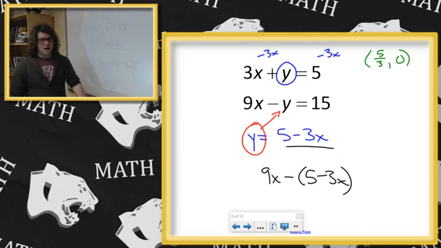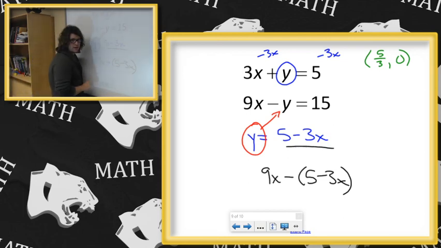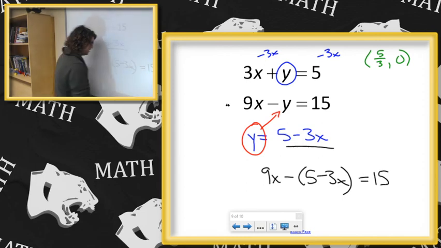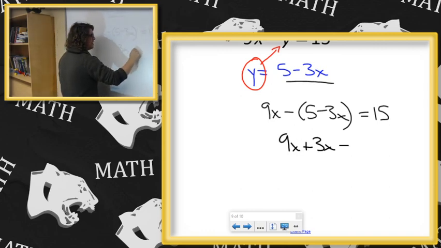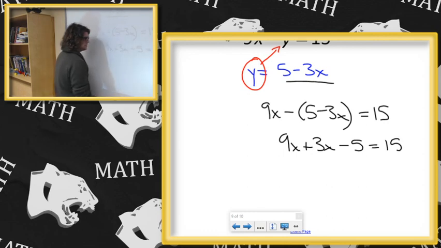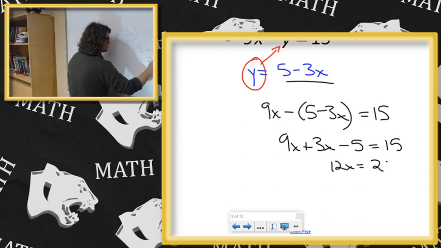So I'm subtracting the 5, but I'm also subtracting the negative 3x. So that's going to affect the sign on the negative 3x, and it's going to turn it into adding 3x actually in the end. So I'm in the middle of doing this second equation rewritten. So 9 times x minus y, the new way that we write y, is equal to 15. So doing this, we get 9x plus 3x minus 5 is equal to 15, and so 12x is equal to 20, which looks pretty familiar.